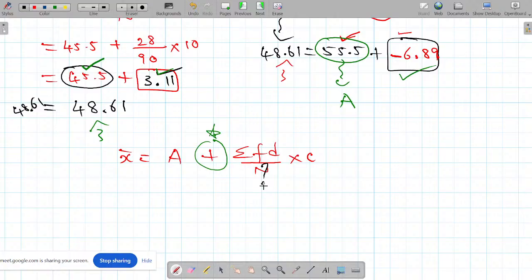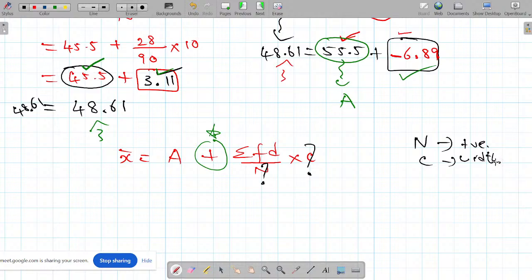I'm getting a negative value here, right? Is this negative value because of n? What is n? The total frequency. N will never be negative. It's going to be a positive value only. Is this negative value because of C? Never. Because what is C? The width of the class interval, that is never going to be a negative value.